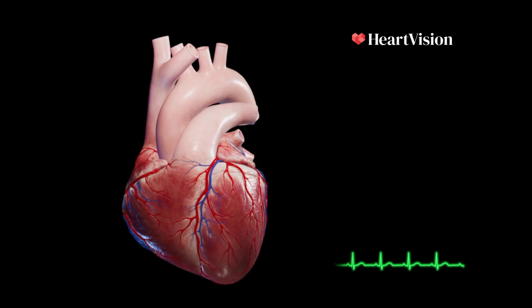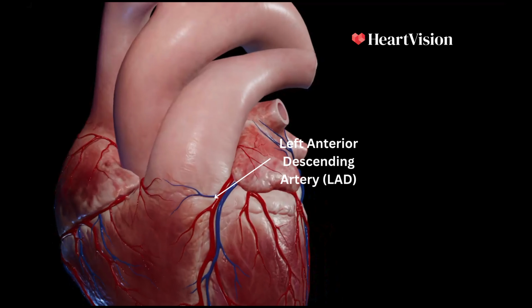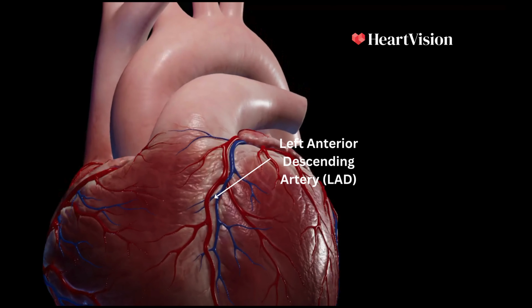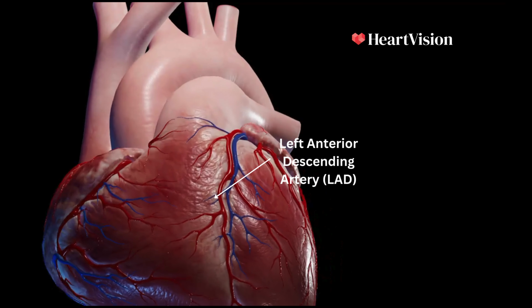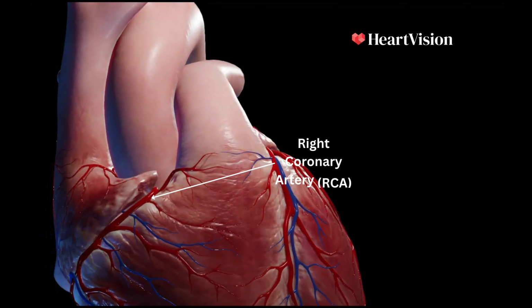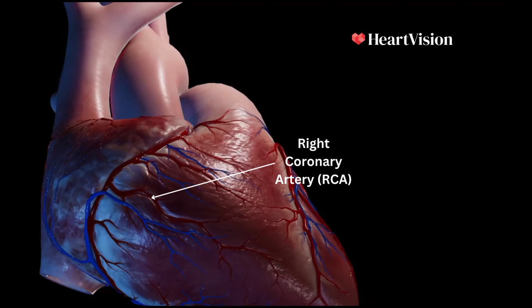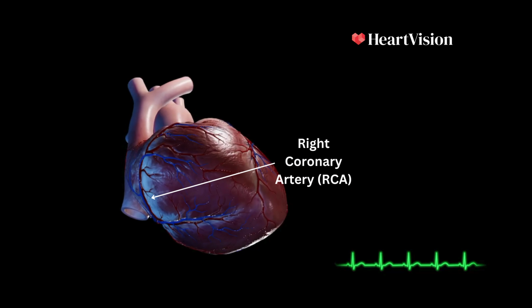One important artery in this view runs down the front of the heart to its tip. This is called the left anterior descending artery, LAD, and it plays a crucial role in supplying blood to the heart. On the right side, another artery runs along the heart's edge before curving around to supply blood to the lower and back areas. This is the right coronary artery.